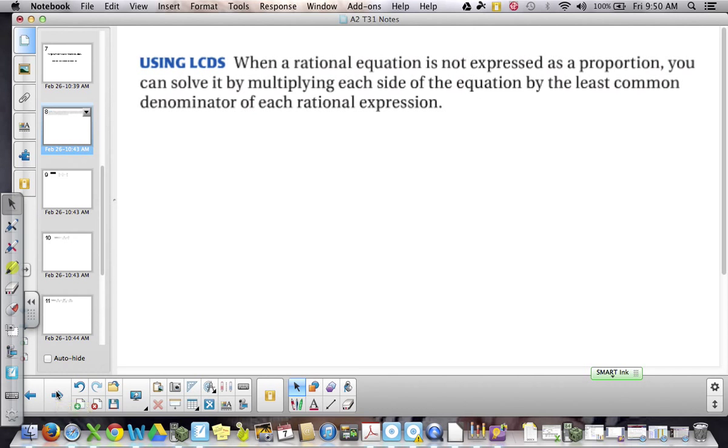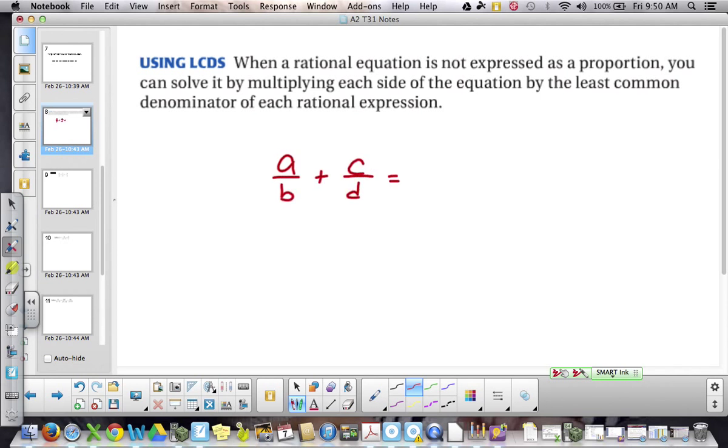If we have a over b plus c over d equals f over g, that would be a non-proportional equation. The LCD of this would be bdg, just multiplying those together. So you multiply each side of the equation by bdg.